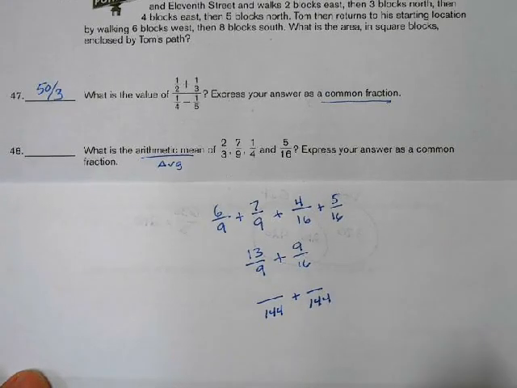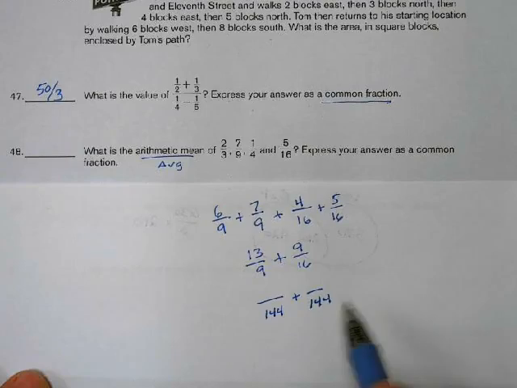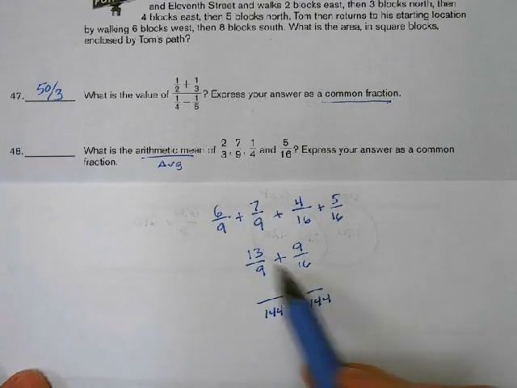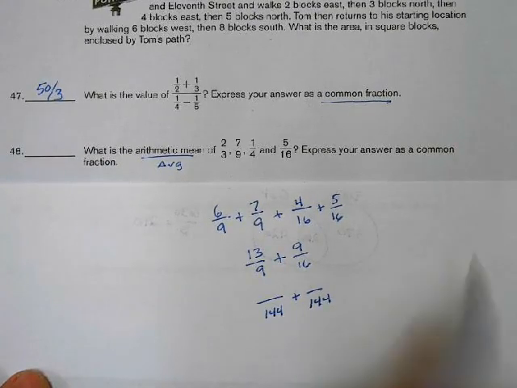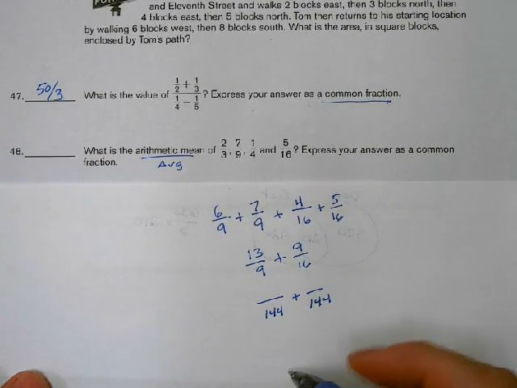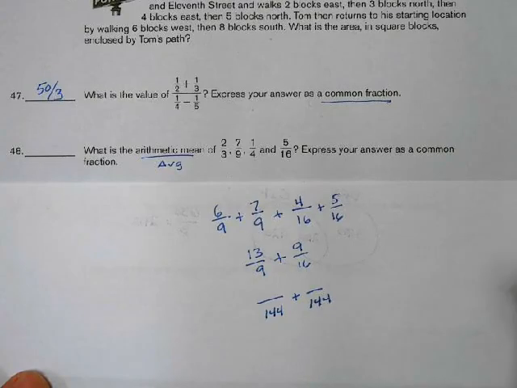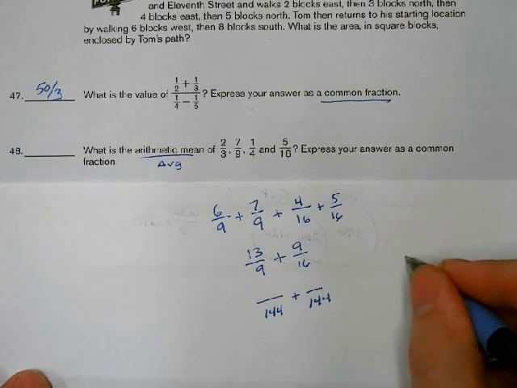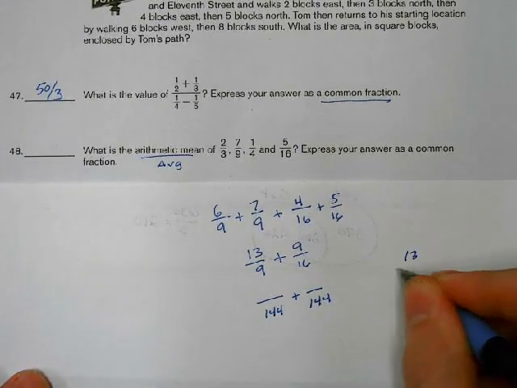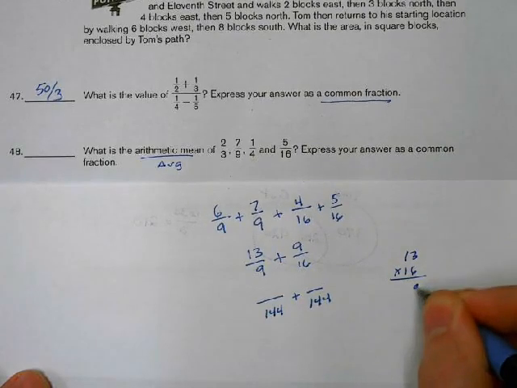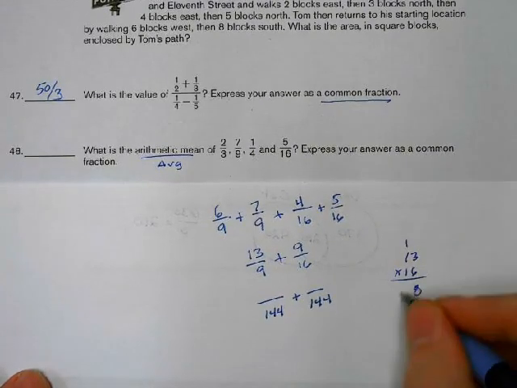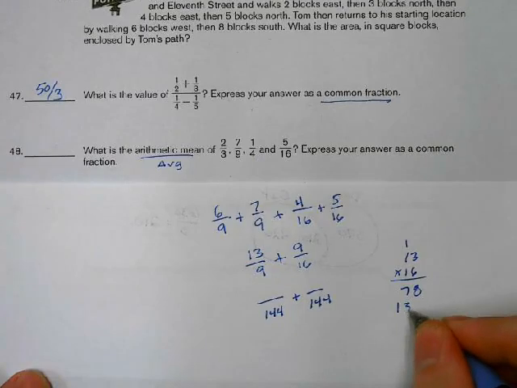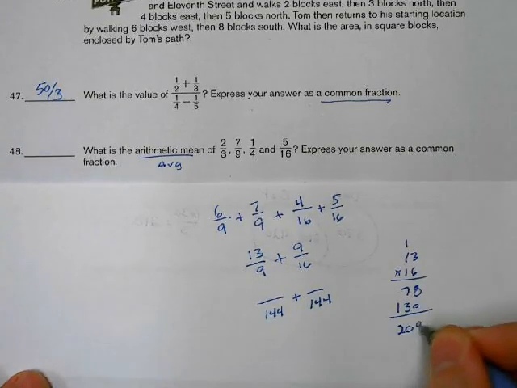All right, so at this point, I need to take 13 times 16. So 13 times 16 would be 208. I don't know. I think it's 208. Let me see. 13 times 16. 8, 1, 7, 1. Yeah, 208. I was right. That's 208.